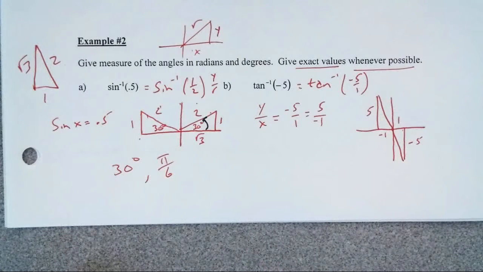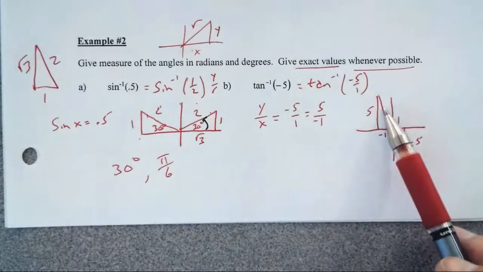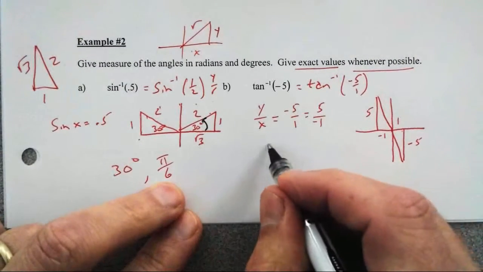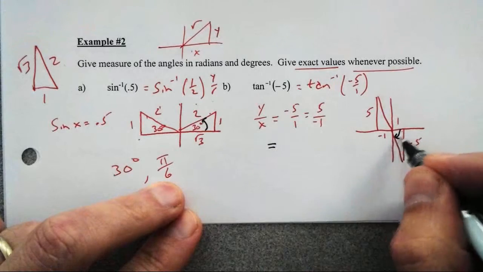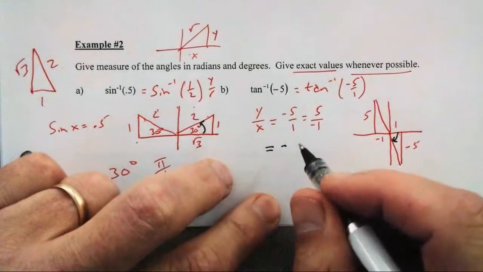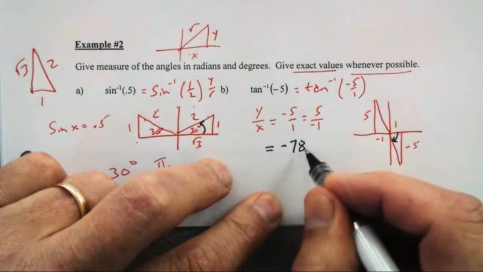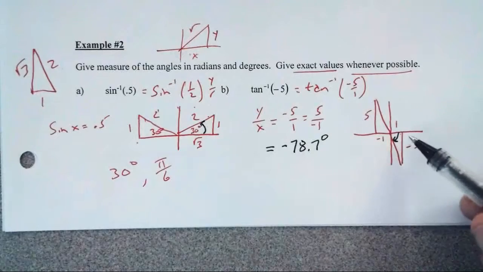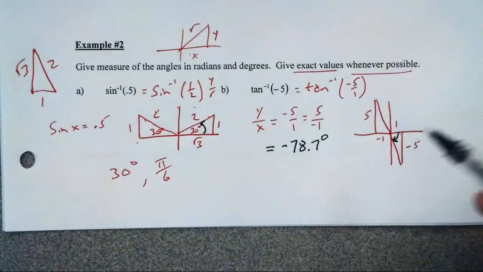Let's go to degrees first. Let's put our calculator in degrees and let's do tangent inverse -5. Which one's it going to give us? The quadrant 2 answer or the quadrant 4 answer? Give me just to the nearest tenth. -78.7 degrees. It chose the one closest to 0. That's pretty easy to remember.